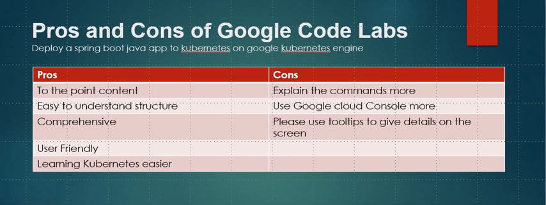Using this Google Codelab, what we did is we deployed a Spring Boot Java app to Kubernetes on Google Kubernetes Engine. Whatever I'm going to talk about further is only about this Codelab, because this is the one that I have used until now. So let's talk about the pros, or the good things about this Codelab.